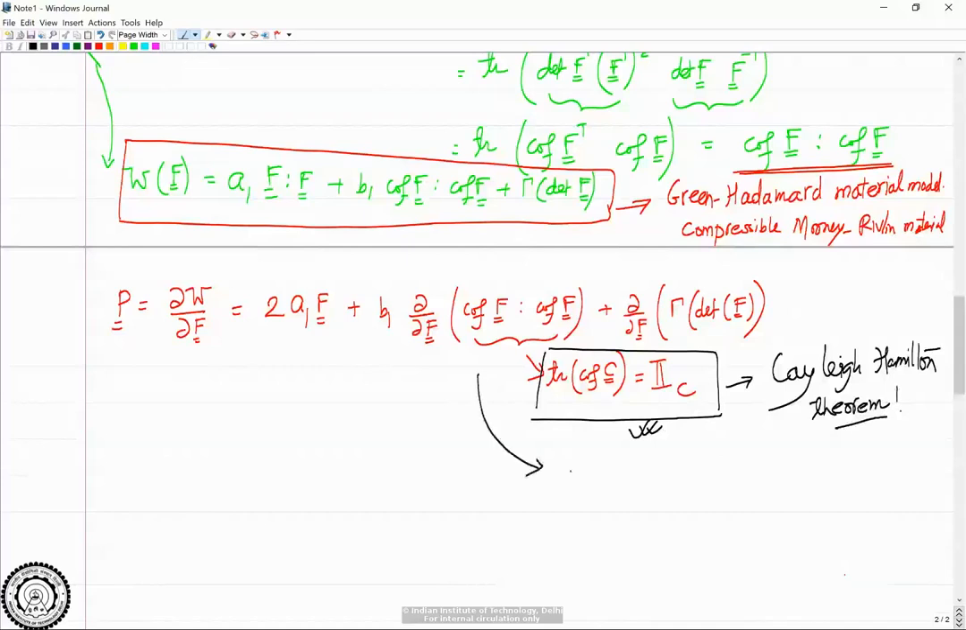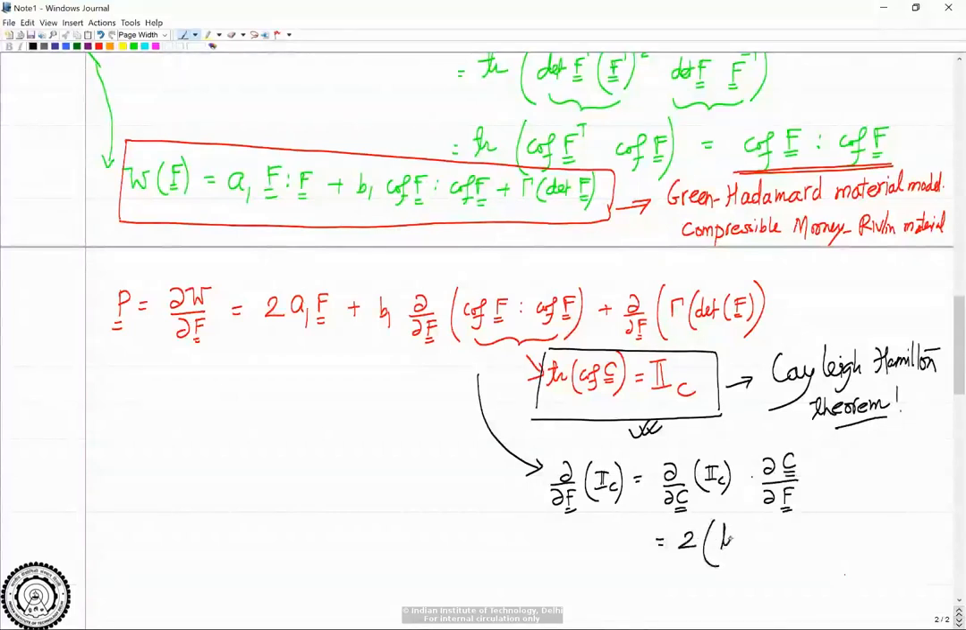Now you see, I have to work this out. So this is del over del F of 2C, so that's nothing but del over del C of 2C. And then you have to use the chain rule into del C over del of big F. So when you work out everything, it simply turns out to be 2 times trace of C into big F minus big F into big F transpose into big F.